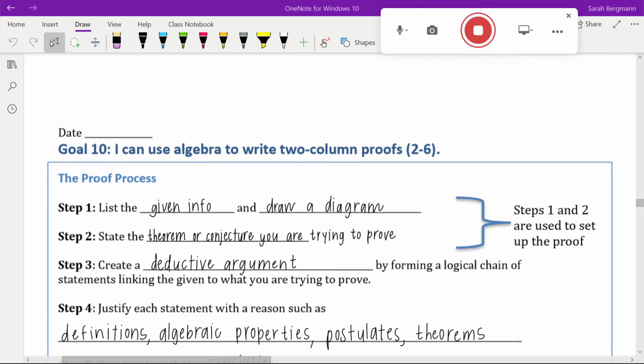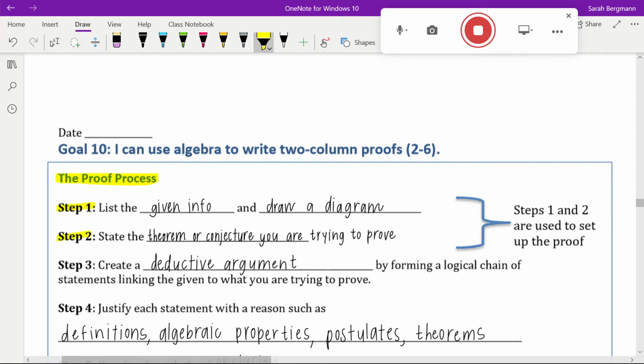Welcome back, everyone. The video today is an introduction to writing proofs. First, we will just use algebra to write two-column proofs. Here's the process of writing a proof. There are 5 steps. The first and second step are used to set up the proof.